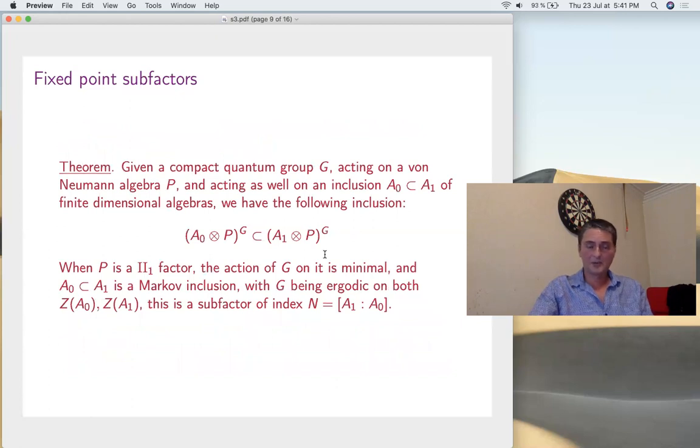Now let's go into fixed points of factors. So well, here they are. I mean, just a quantum group G acting on P, on an inclusion. And we need minimality as before. A0 into A1 must be a so-called Markov inclusion. So this is actually automatically satisfied when A0 is C. So let's not get into that. It is true in general, let's say, for all the examples. G must be ergodic actually on both the centers. Once again, that's kind of trivial for all the examples. And you get a subfactor. So this is very standard.